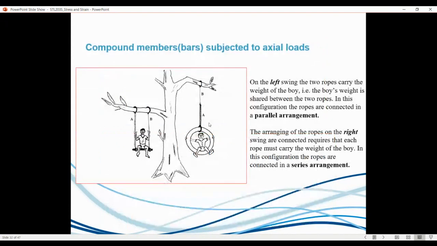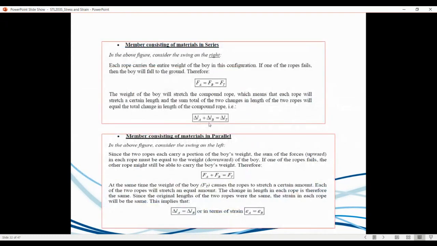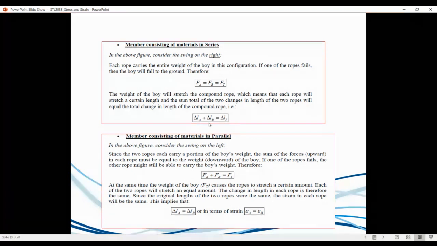The one on the left, in parallel, where they're sharing the load, the two ropes each carry a portion. And of course, not 50-50. We don't know what it is. It could be 60-40, it could be 35-65, it could be any. Each rope carries a portion of the buoy's weight. The sum of forces upward must equal the weight downward. That's Newton's third law. And if one rope fails, the other rope might still be able to carry the buoy's weight. It's very interesting. So you're building a structure.